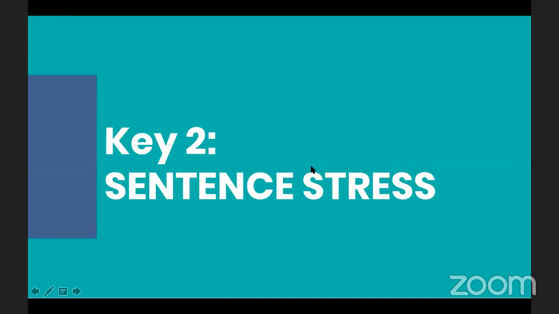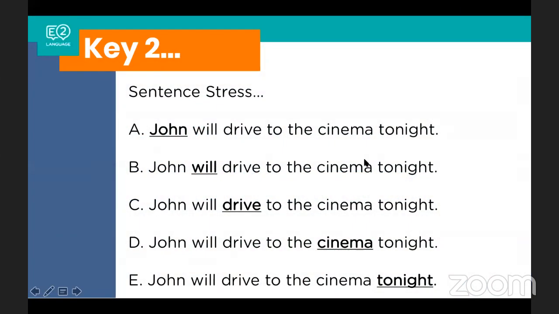Let's look at sentence stress. This is a little bit different. Well, it's a lot different actually. So here, what we can do is emphasize a particular word in a sentence to give it additional meaning. For example, somebody might say to me, hey, Jay, who's driving to the cinema tonight?